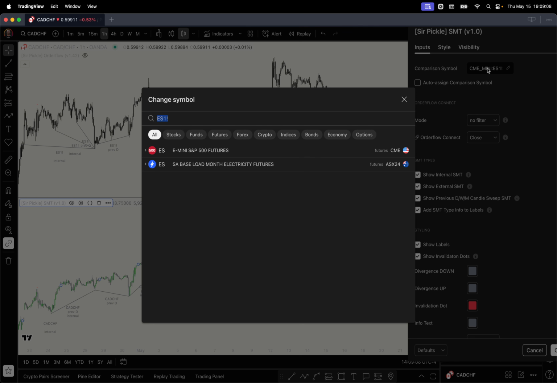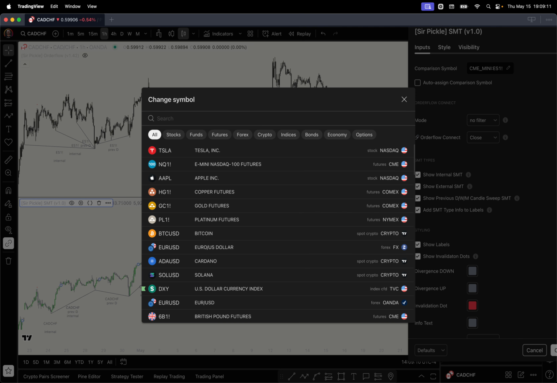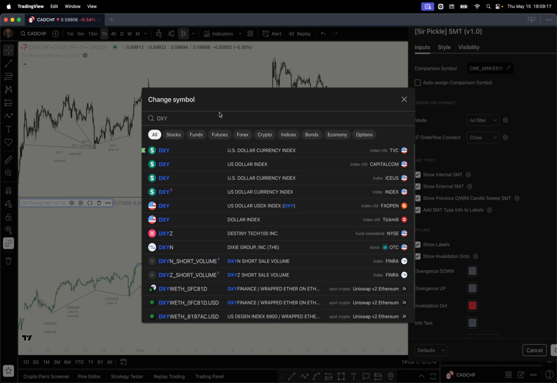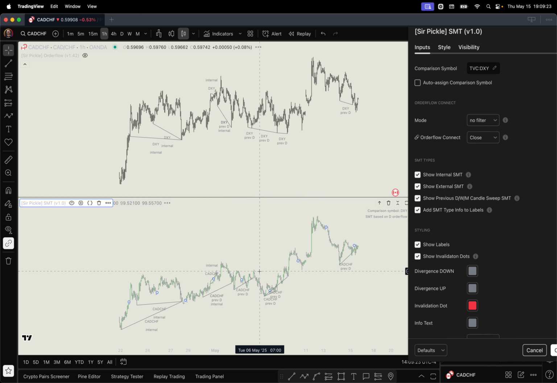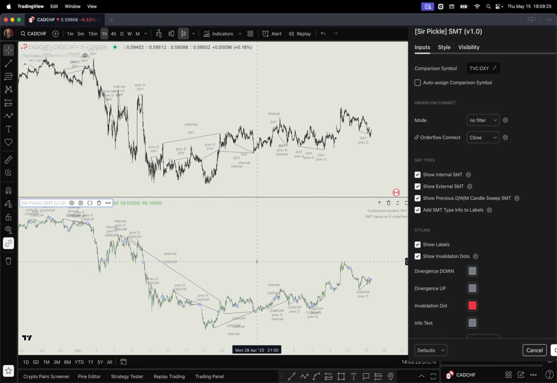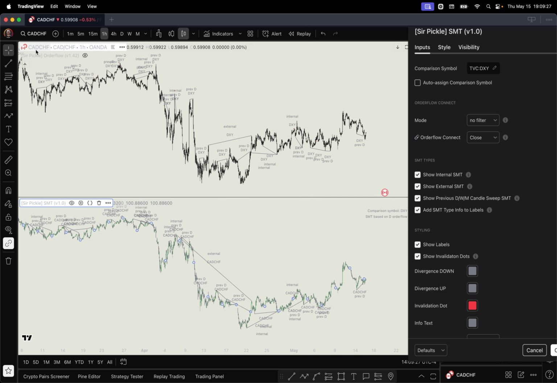So now you can click here and then you can simply put whatever symbol you want. I'm not saying that any should be taken in this case, but we could, for example, say, give me DXY, because maybe for some reason you want to compare those. And if you do that, then you will see the DXY chart and it will draw SMT based on CAT CHF versus DXY. So again, if you need to do this manually, please deactivate auto assign and pick your comparison symbol yourself.